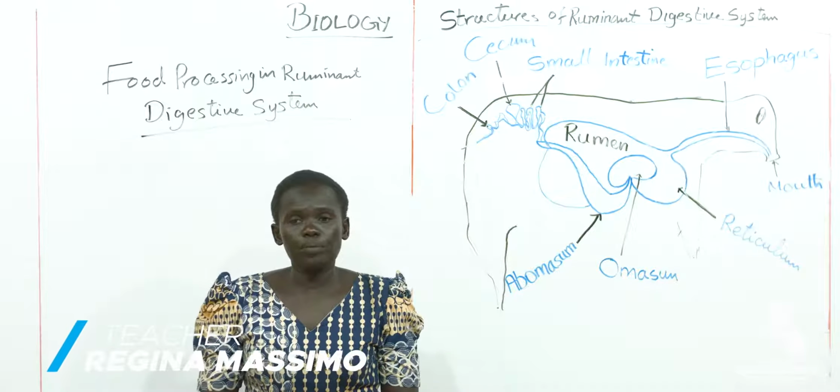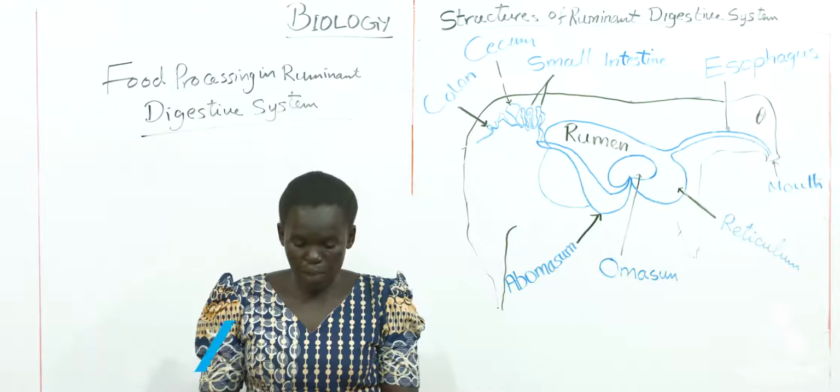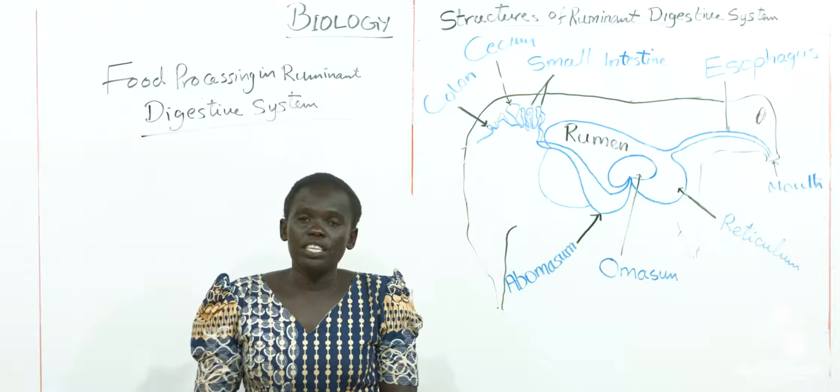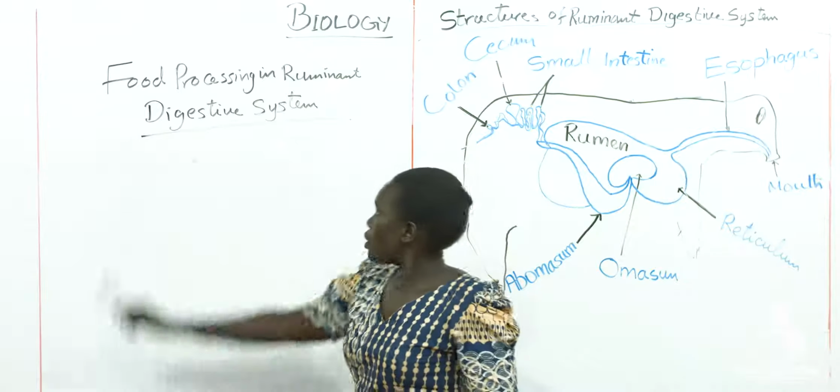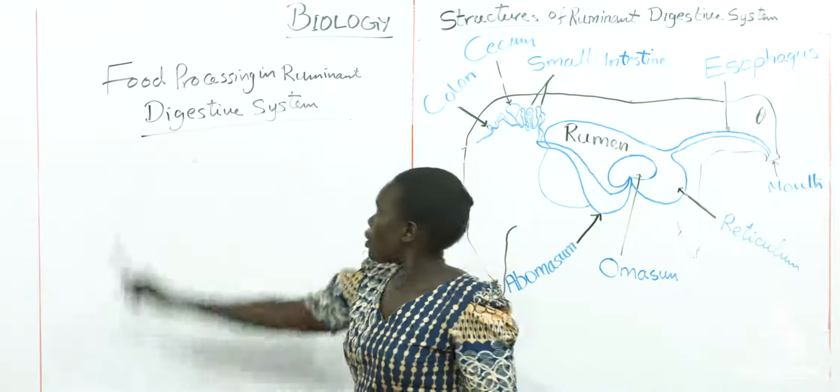I'm teacher Regina Massimo, presenting a topic in biology for Senior 3 and Senior 4. The topic is food processing in the ruminant digestive system. In our previous lesson, we looked at the ruminant digestive system, which is the third type of digestive system, and we learned about their structures. Now we want to look at the food processing.